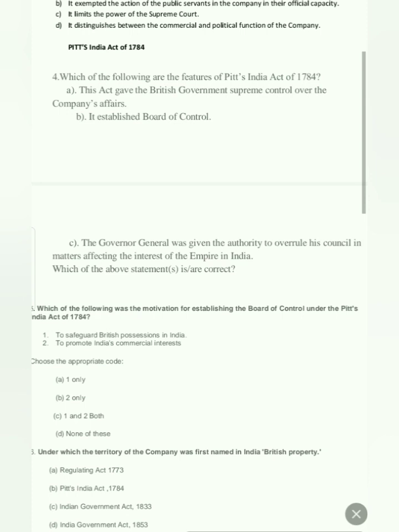Which of the following are the features of Pitt India Act of 1784? This gave the British government supreme control over the company affairs. Correct. It established the Board of Control. Correct. The Governor General was given the authority to overrule his council in matters affecting the interests of the empire in India. Correct.